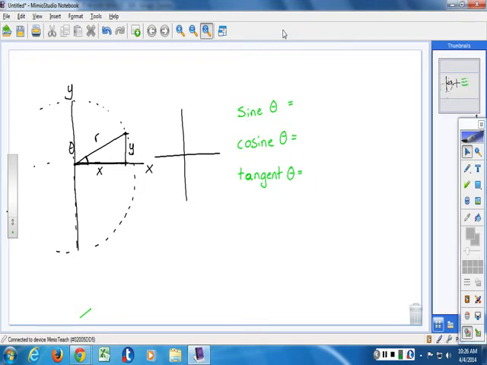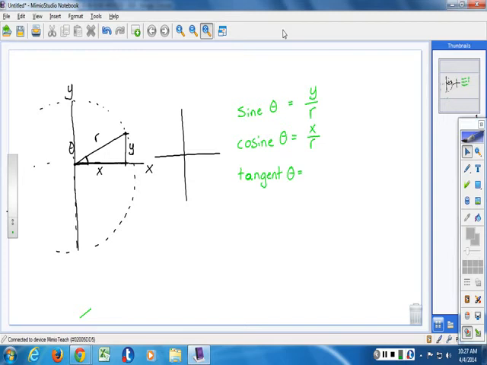Remember SOHCAHTOA. Sine is opposite over hypotenuse. Which one is the opposite side now to this angle? Y over R. So the opposite side is Y, the only one that's not touching the angle. R is touching it, x is touching it, y is the only one that's not. So sine is y, and the hypotenuse, always r. That one's handy, because the diagonal line is that radius. And cosine then, x over r, basically the other straight line over the hypotenuse.